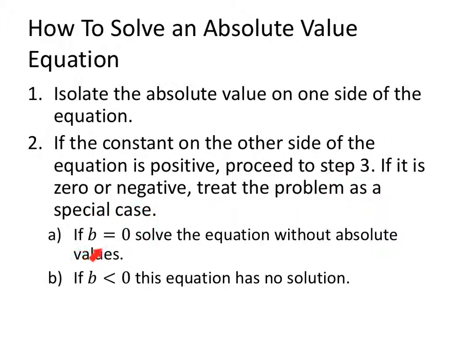So, if B equals 0, solve the equation without absolute values, because 0 doesn't have a positive and negative. It's the only number that doesn't have two possibilities, right? It's only one, so we just solve it. But if B is less than 0, this equation has no solution, and that's what we saw on the previous slide, right? The absolute value of y equals negative 4, no solution, because a distance can't be negative.